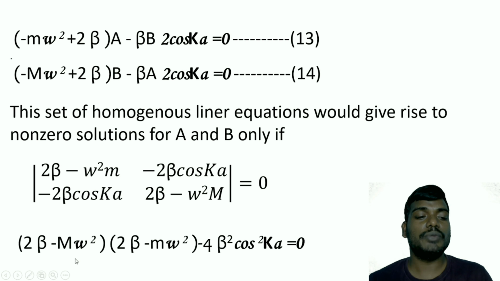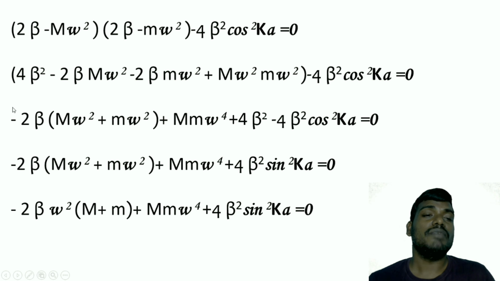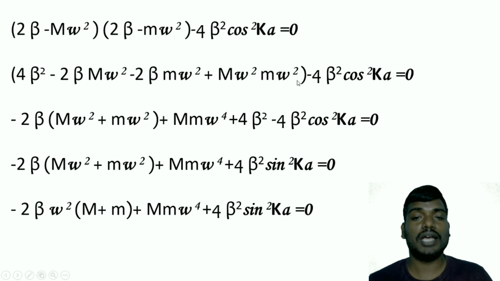Then this gives (2β - mω²)(2β - Mω²) - 4β² cos² ka = 0. Then we solve the above equation. We multiply: 4β² - 2β Mω² - 2β mω² + mMω⁴ - 4β² cos² ka = 0.